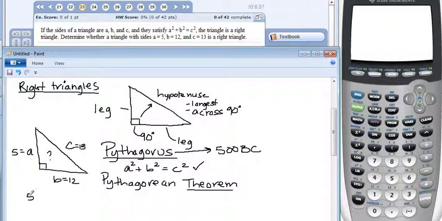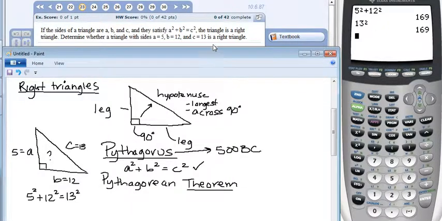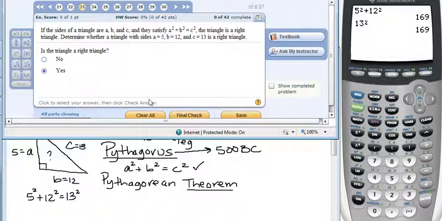Let's do 5 squared plus 12 squared has to equal 13 squared. Okay, that's your A, that's your B, and that's your C. If this comes out to be true, then it is a right triangle. If it's false, then it's not. So we have 5 squared plus 12 squared, that's 169, and then we've got 13 squared on the other side, 169, so this is definitely a right triangle. Okay, it forms a 90-degree angle because of the lengths. The lengths are forcing it to be 90 degrees. This is definitely a right triangle.